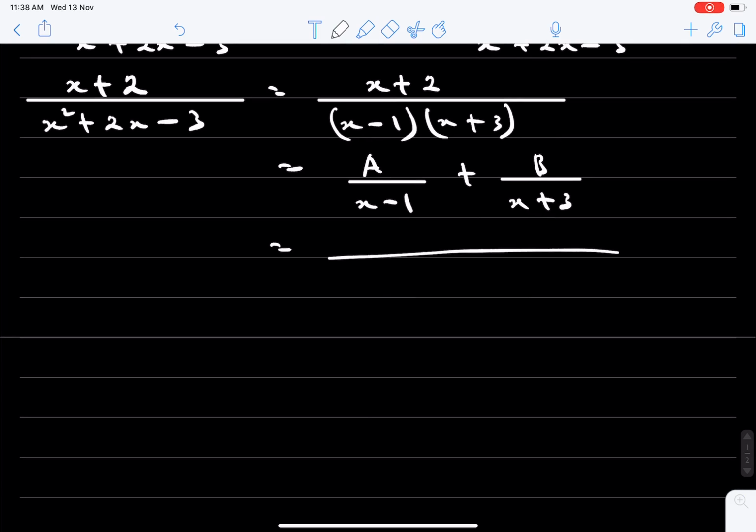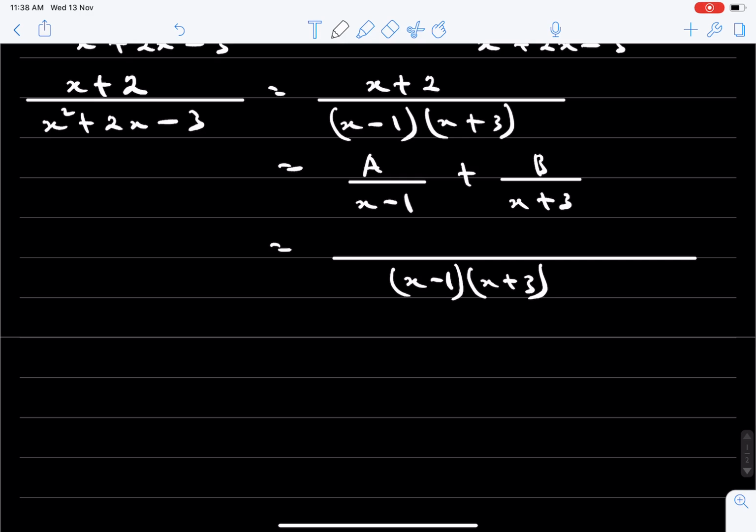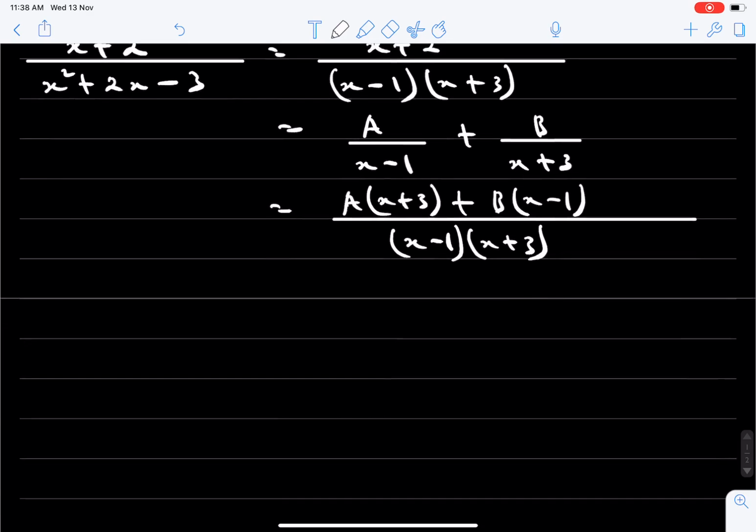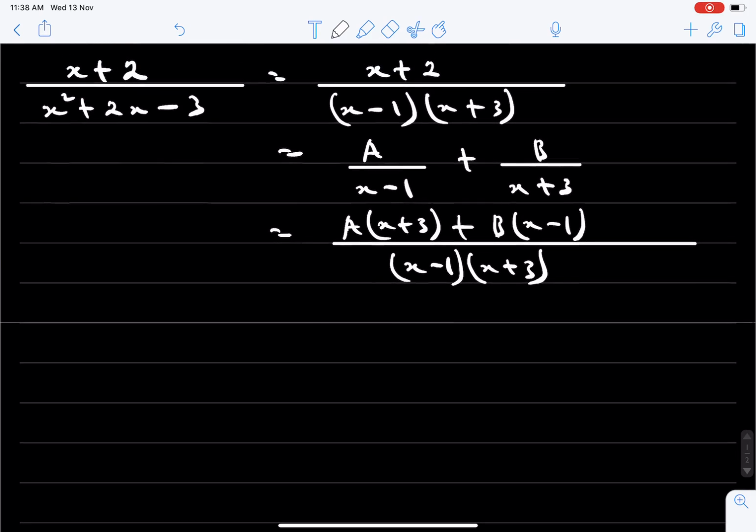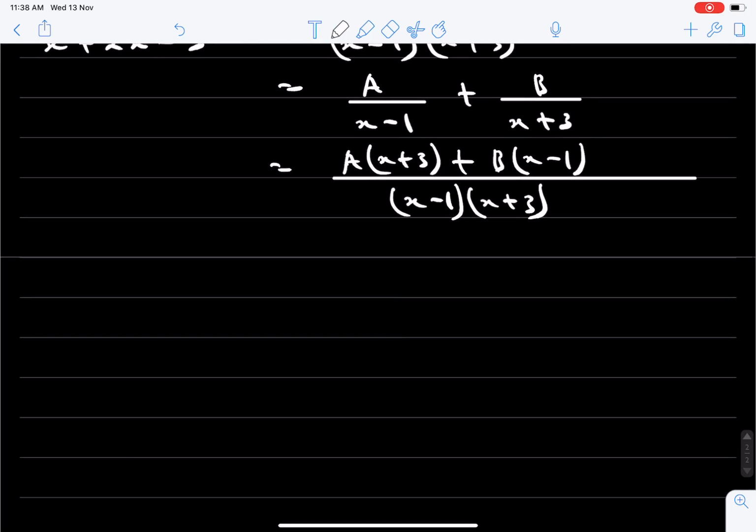So now this means a over x minus 1 plus b over x plus 3, where the LCM is x minus 1 times x plus 3, and the numerator of that fraction will be a times x plus 3 plus b times x minus 1. Since the denominators are the same, the numerators are also equivalent. So x plus 2 is equivalent to a times x plus 3 plus b times x minus 1.